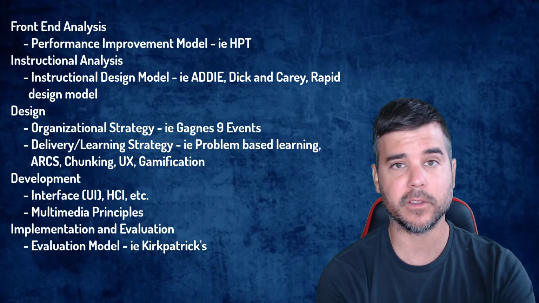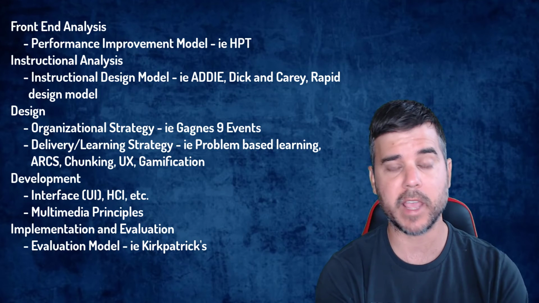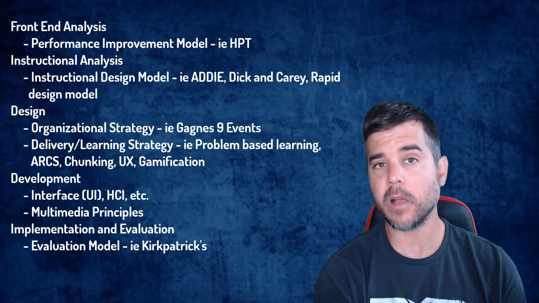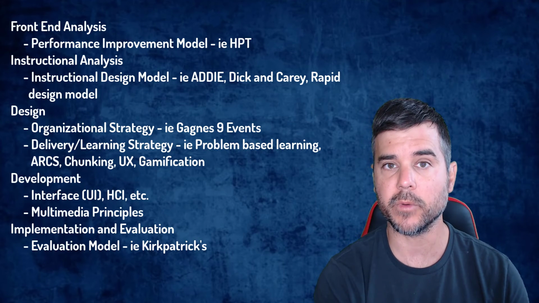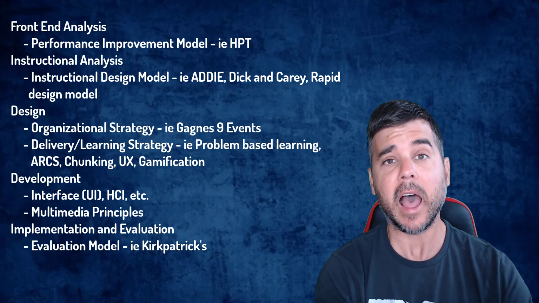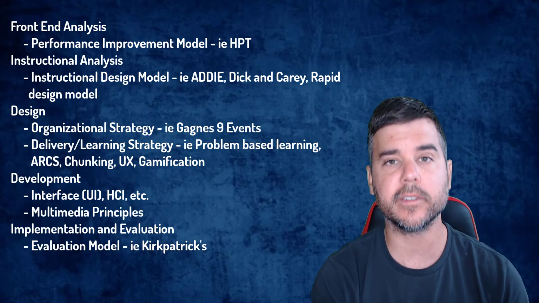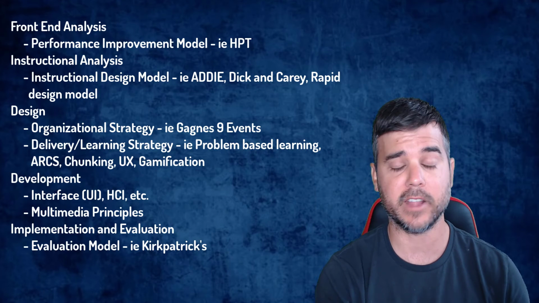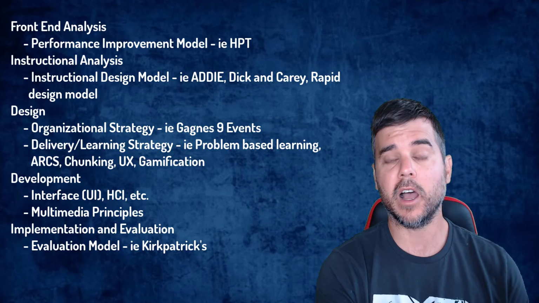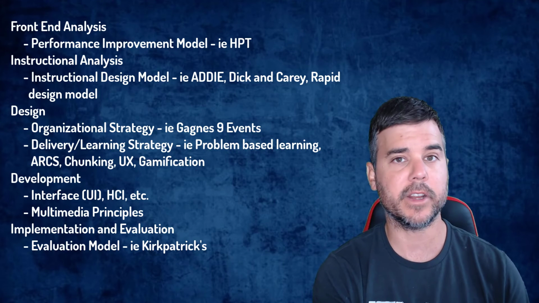We start out with, what is the problem? We've got our HPT, we choose an HPT model. We decide it's a training problem. We've got to choose an instructional design model. We might choose whatever it happens to be, Dick and Carey. We get to design, and we know we've got to choose this organizational strategy like Gagne's 9 events. We know that we need to choose our learning or delivery strategies like ARCs or problem-based learning, chunking, that kind of thing.